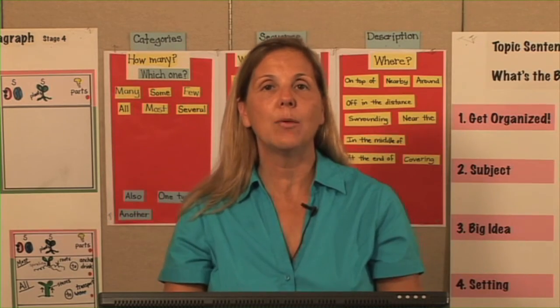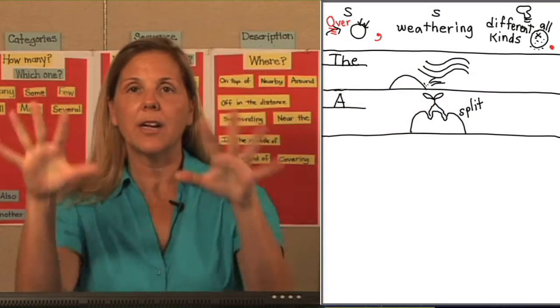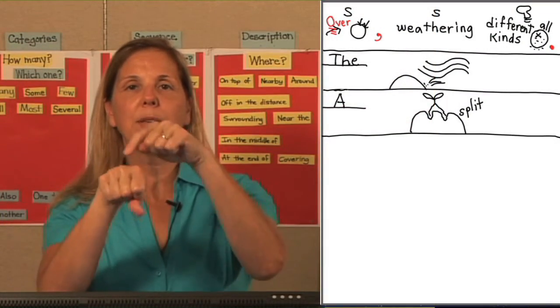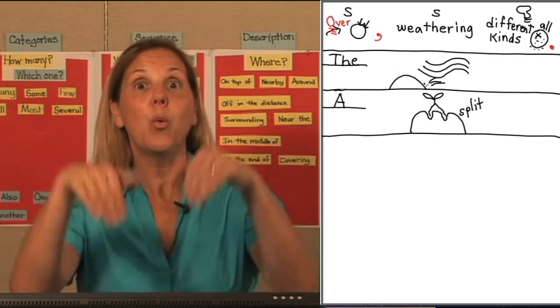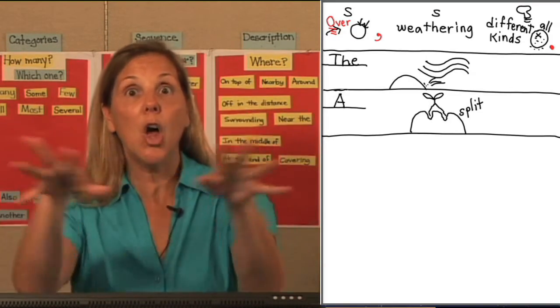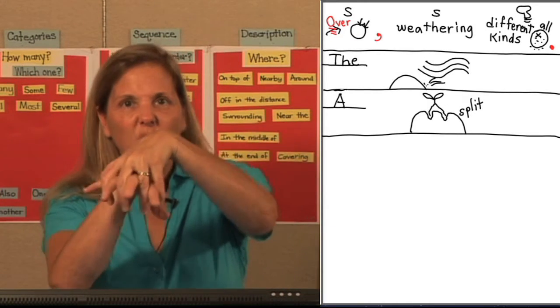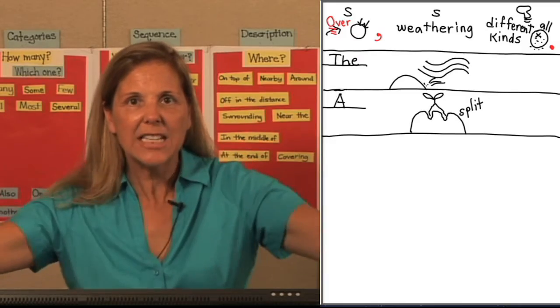We're going to go back and read the whole thing. Ready? Over time, on the planet Earth, different kinds of weathering make all types of rocks disintegrate. The wind pounds on rocks, making grains of sand blow away. A plant's roots grow in the cracks of a rock, making it split open.